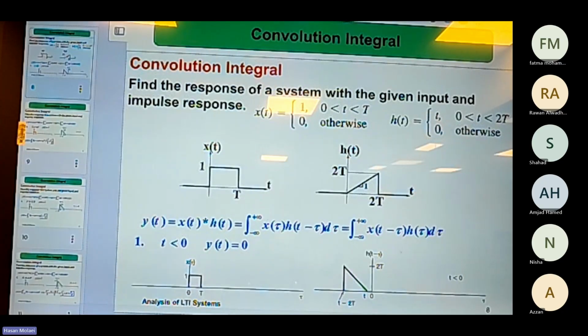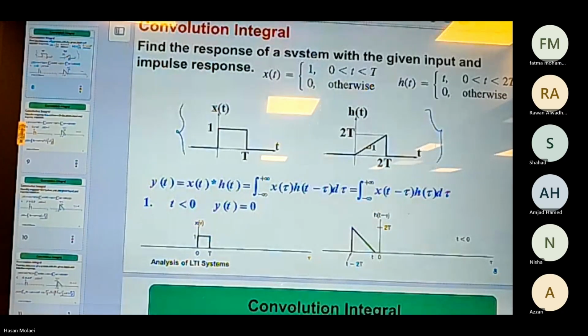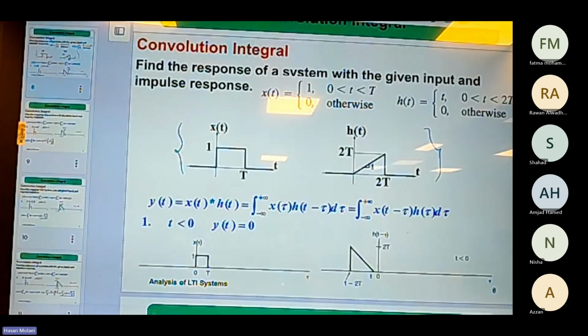Okay, another example, we have x(t) like this and h(t). Anyone can explain which one is better for us to consider, to keep one of x or h constant and treat the other one? Which one is easier for you to treat? X. Here we have h. Can you solve it by yourself, just treating by x?